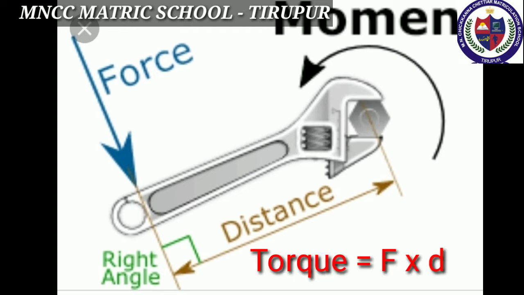Torque is measured by the product of force and the perpendicular distance between the fixed point or fixed axis and the line of action of the force. So, torque is equal to F into D. Here, F is force and D is denoted as the distance between the point.